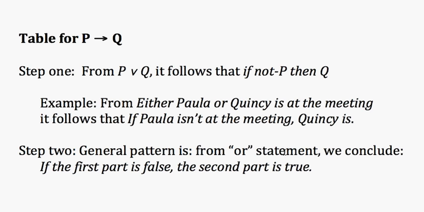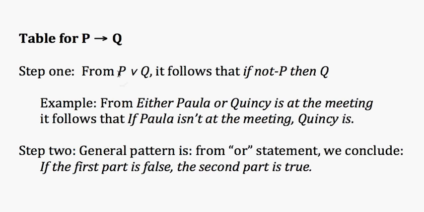I want to go over how we came to the table for if P then Q, both because it's so very important to know that table and because getting used to the style of reasoning that we're using here as we think about truth values is helpful. So the first step is to start from a general principle.